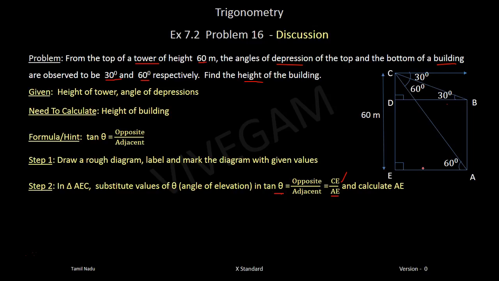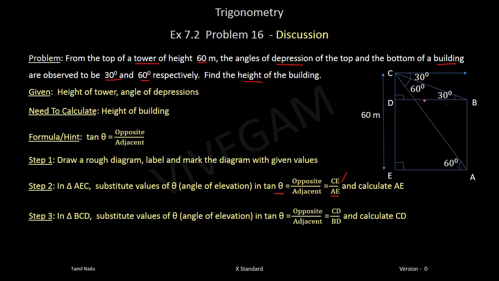And what is AE? AE is also BD. Am I right? So now go to the next triangle, B, C and D. Again apply tan theta. Tan theta is opposite by adjacent, that is CD by BD. But BD equal to AE, which means we know the BD value, so CD can be calculated.